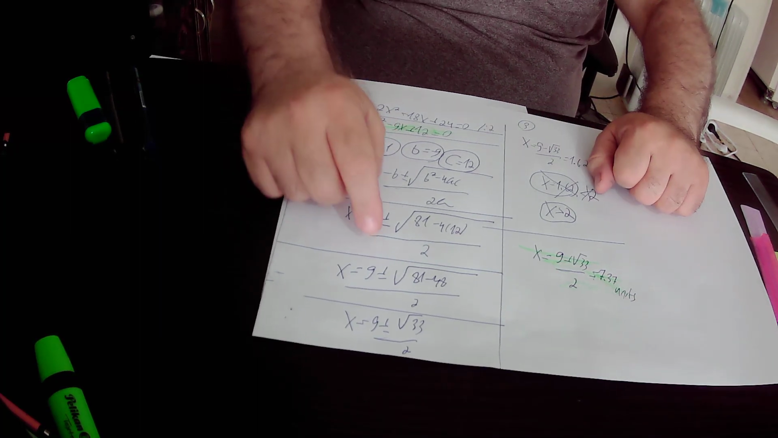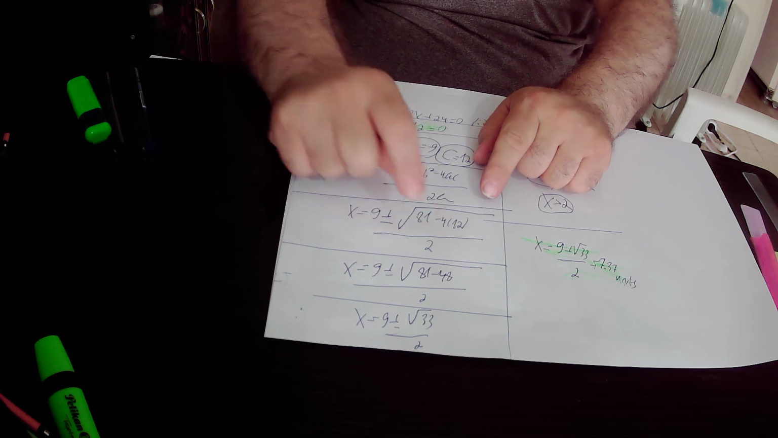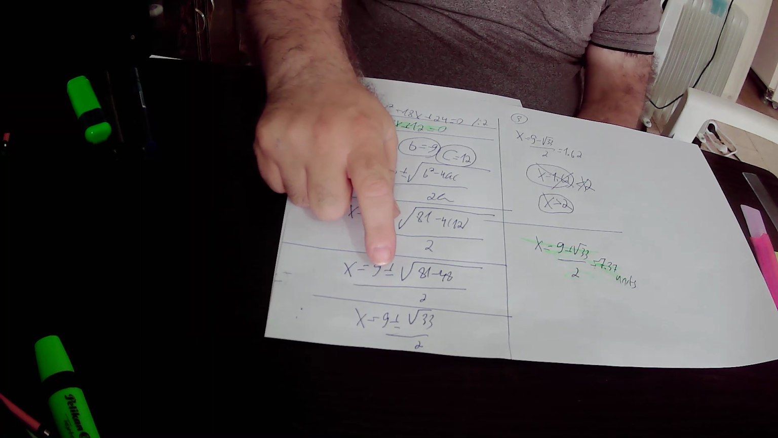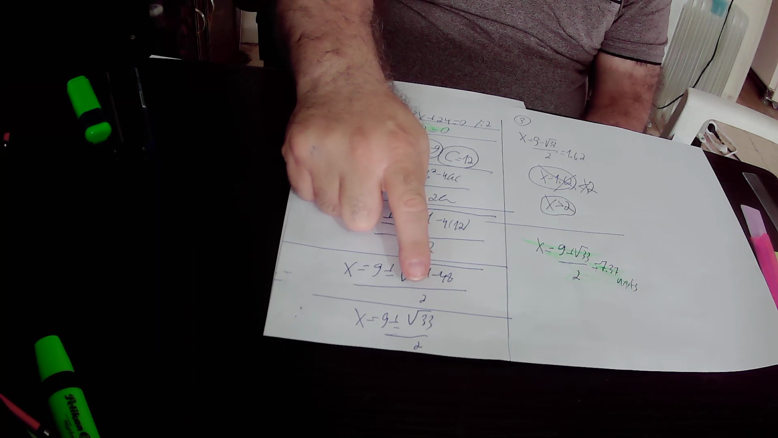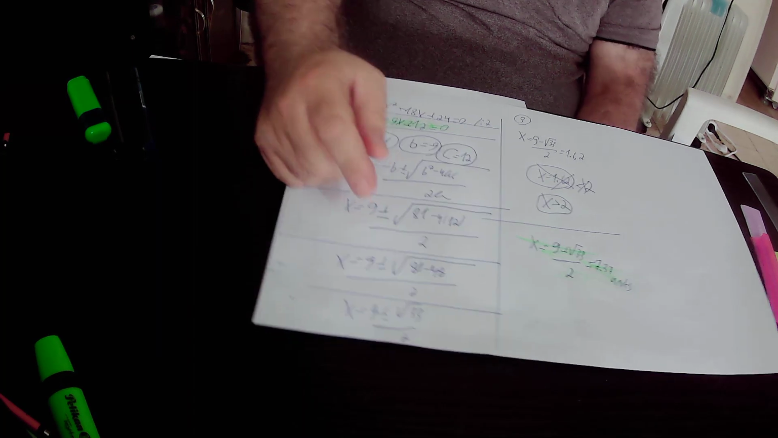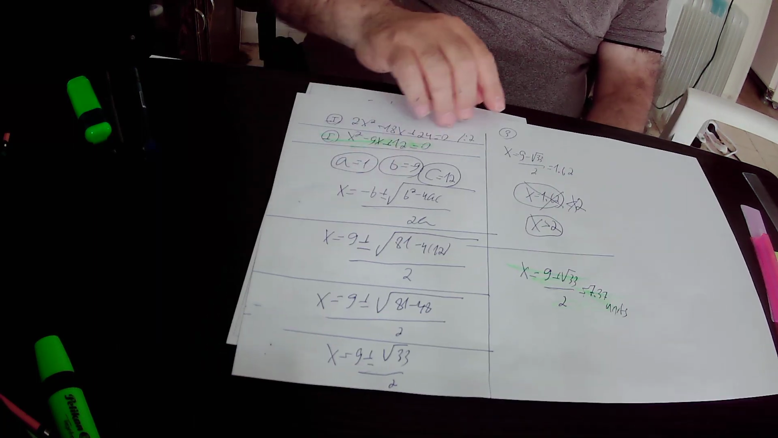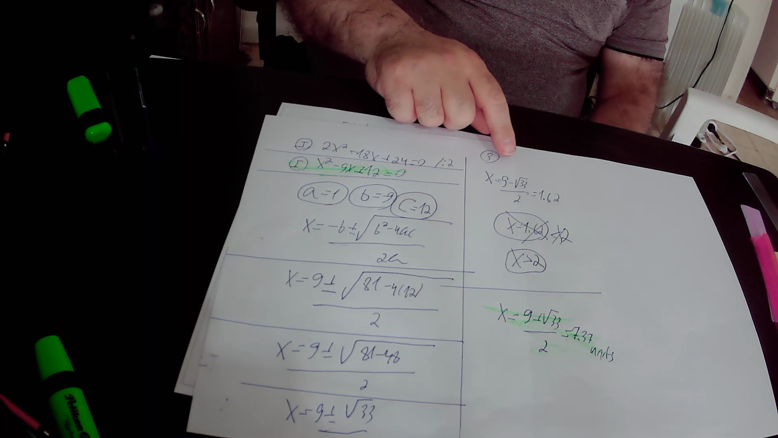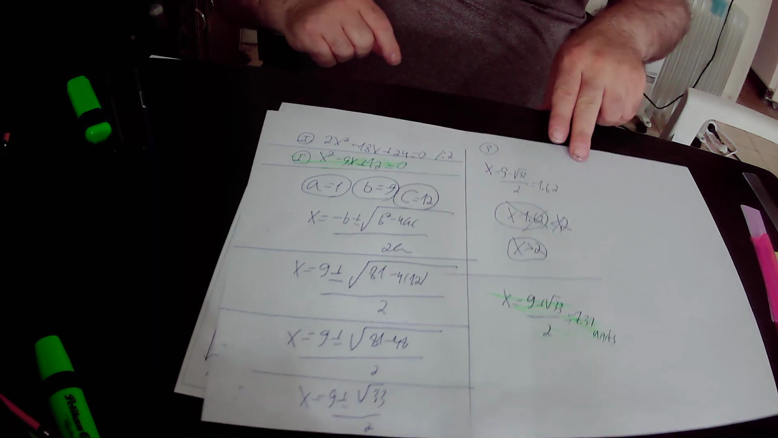So we have here x equals 9 plus or minus the square root of 81 minus 4 times 12, which is 48, over 2. So here we have x equals 9 plus or minus the square root of 81 minus 48, which is 33. So inside the root we are left only with 33, over 2. So here we will have two possible solutions for x. The first solution for x is x equals 9 minus the square root of 33, over 2. 9 minus the square root of 33 over 2 is 1.62. So we found that x equals 1.62.